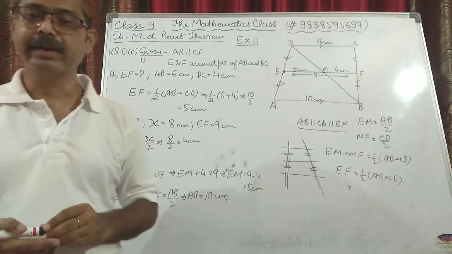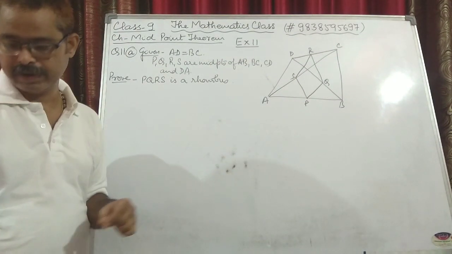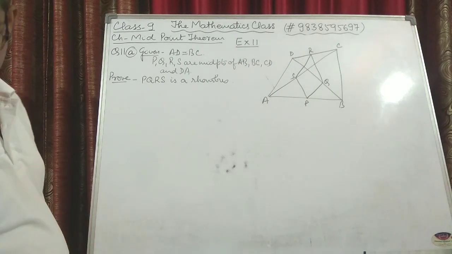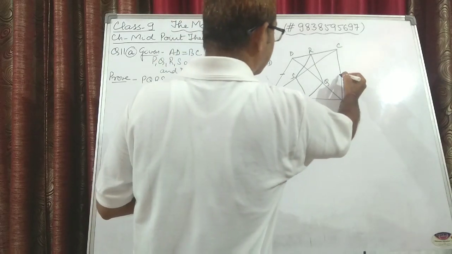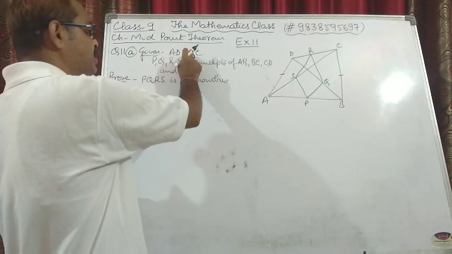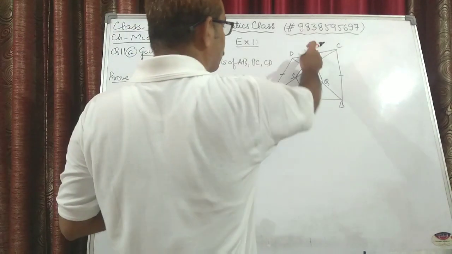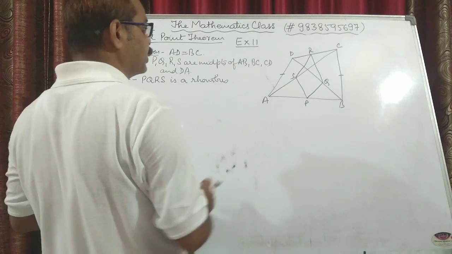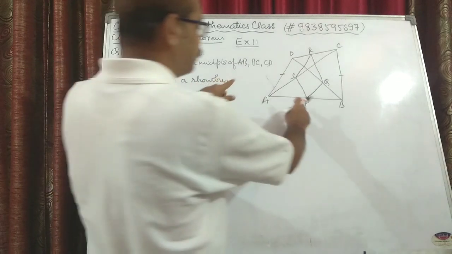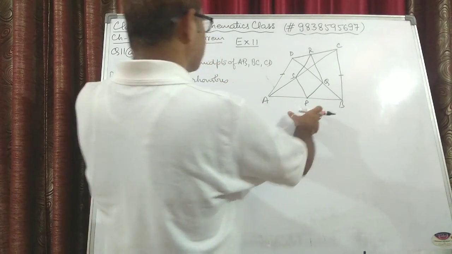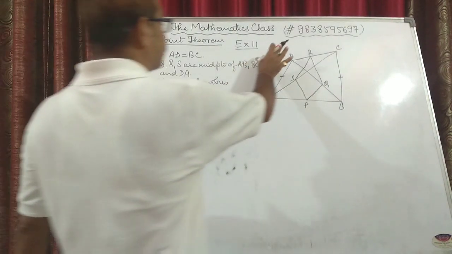Now we move on to the next question. Now question number 11, first part. It is given that in the quadrilateral, AD is equal to BC, the lengths of AD and BC are equal. Second point, they say that PQRS are the midpoints. P is the midpoint of AB. Q is the midpoint of BD.